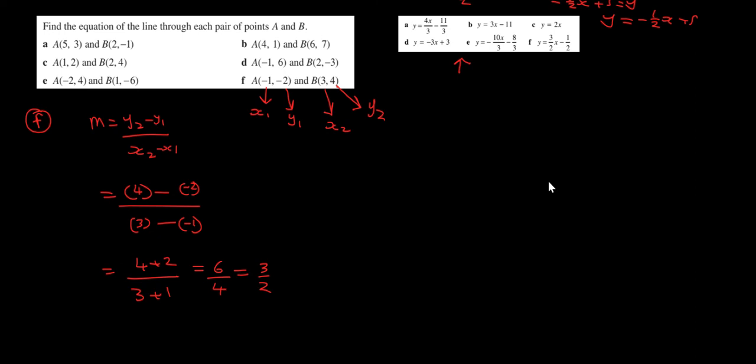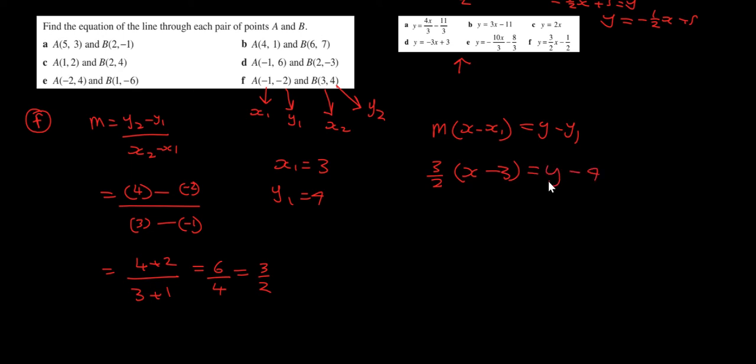So let's choose x1 to be 3 and y1 to be 4. We can choose any one, it doesn't matter. And it might be worth trying both of these to show that you get the same answer. So let's write down our gradient intercept formula. So we've got a gradient of 3 over 2, times x minus 3, equals y minus 4. Let's distribute this then. We've got 3x over 2 minus 9 over 2, and let's write this as a fraction out of 2.